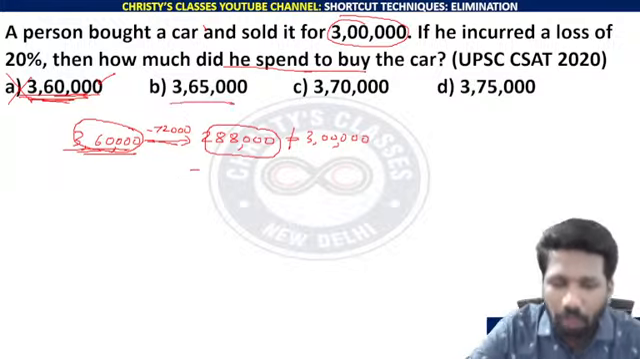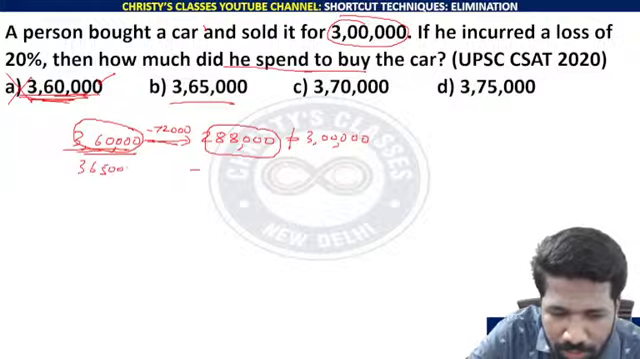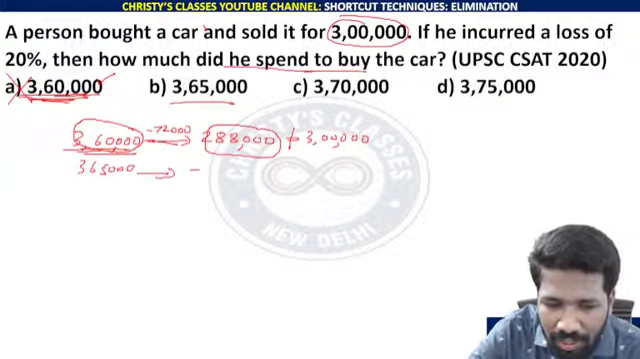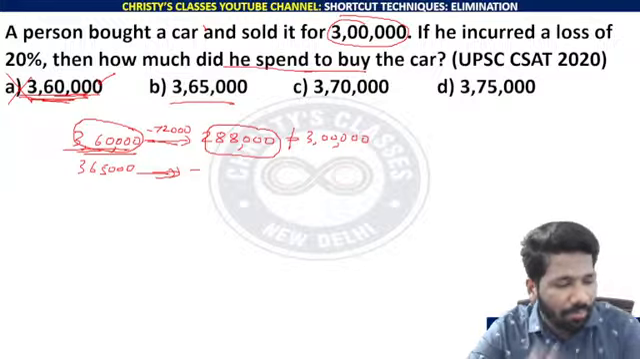You can do the same thing for option B also. 3,65,000. 20% of 3,65,000. Again, mental math will help you there.